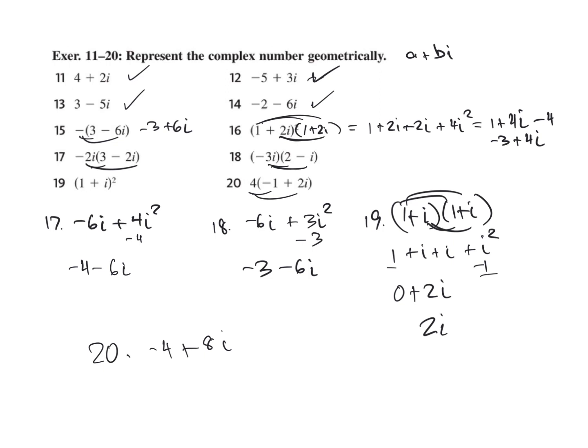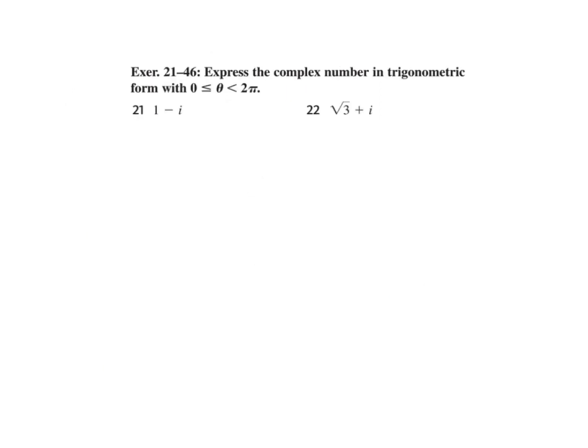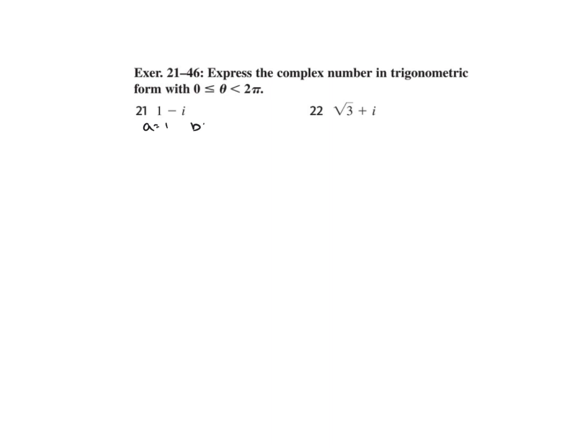Pretty simple. Next question. Okay, so express the complex number in trigonometric form from 0 to 2 pi. All right, so basically a is 1 and b is negative 1, or you can say x is 1 and y is negative 1. So on your imaginary graphing, which is the same as xy, 1 and negative 1 put you right here. So if that was the unit circle, this would be a 45-degree reference, which makes that angle a pi over 4 reference.